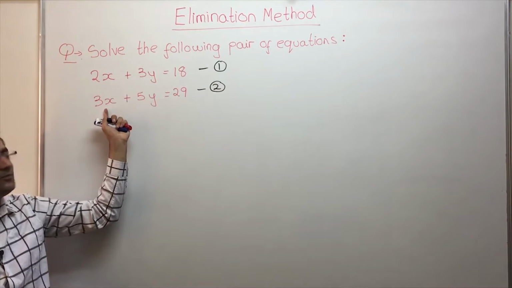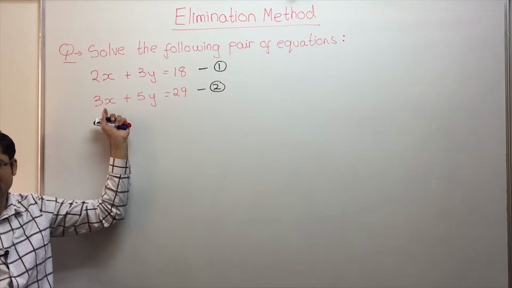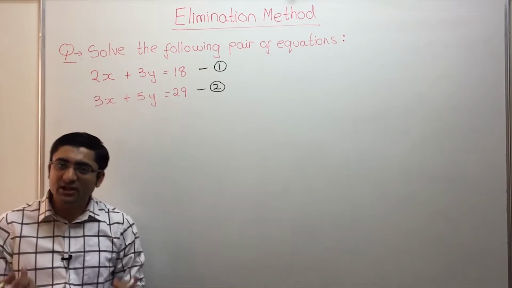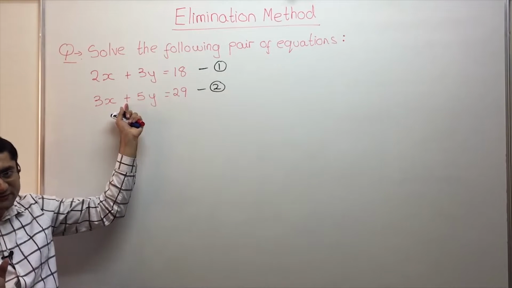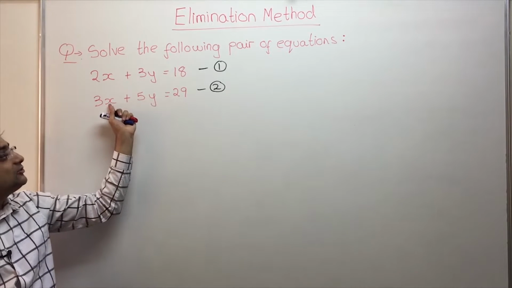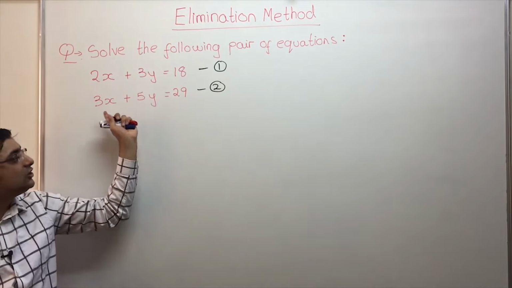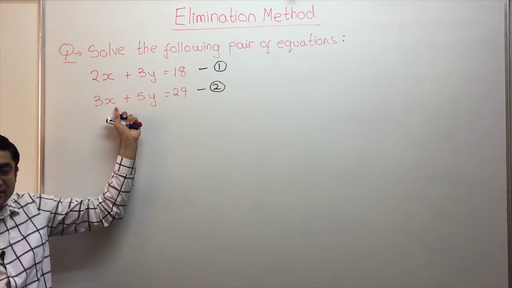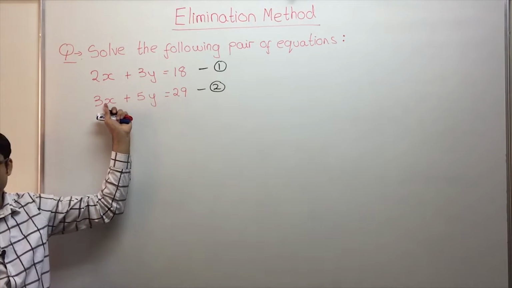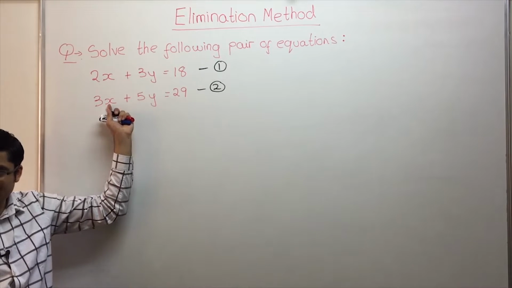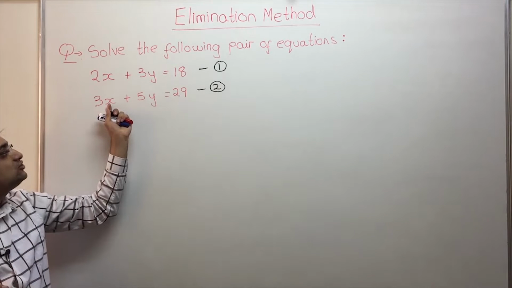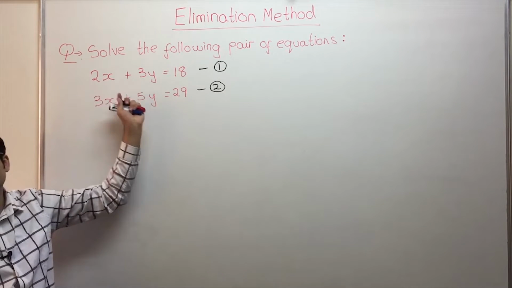I repeat, the objective in this method is to eliminate a variable. Why? Because we can solve a linear equation in one variable. Right now I have two variables. If I can get a linear equation in one variable, I can solve for it. So now the question is, how do I eliminate a variable? To eliminate a variable, we make the coefficients the same in both the equations. That means in case I want to eliminate the variable x, I want to make the coefficient of x the same in both the equations.